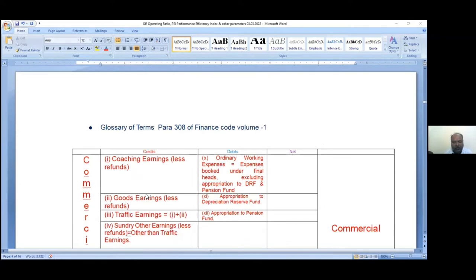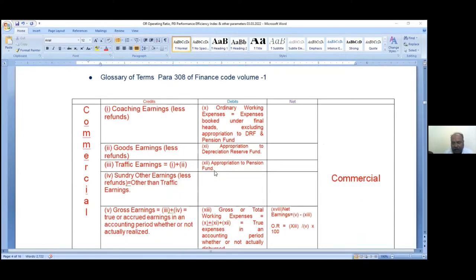Now check. This is the glossary of terms, para 308 of the Finance Code Volume 1. What is the code book saying about the operating ratio? We'll check. Already I shared this table, the model operating ratio table, in the chat box. Please download it. And I request all of you to take one notebook and pen, because after the end of this theory part, we'll discuss some practical examples.